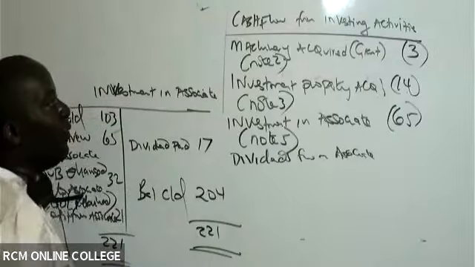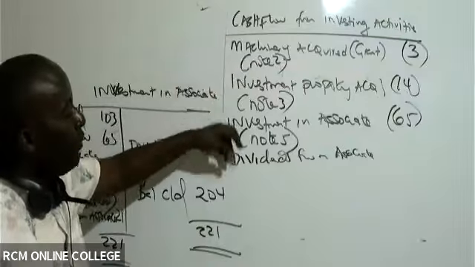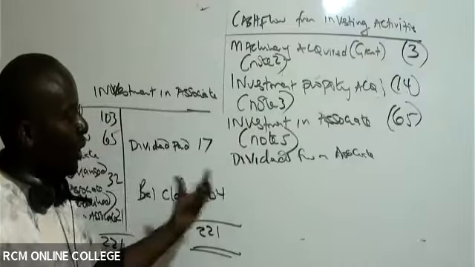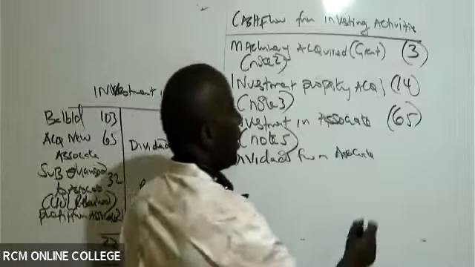Remember, we are the investors. So we will talk about dividends from the associate. What we received from the associate in this case is 17.